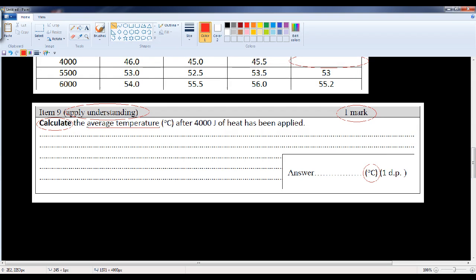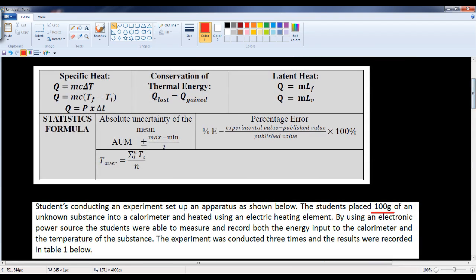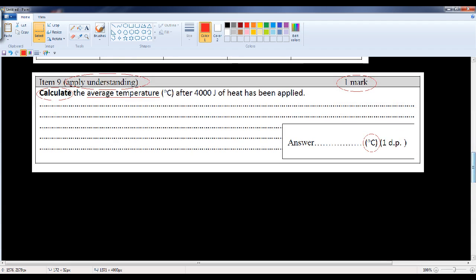Do we know how to calculate the average temperature? Yes, we do. Why? Because in the formula list, there's a particular formula for the average temperature. Which one is it? Yes, it should be this one, right? Let me copy this one. And so, suppose we use this one.